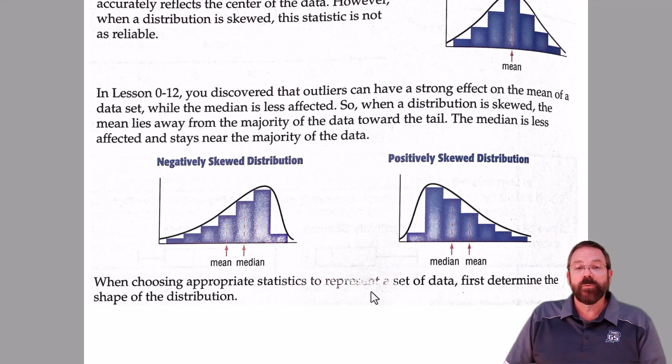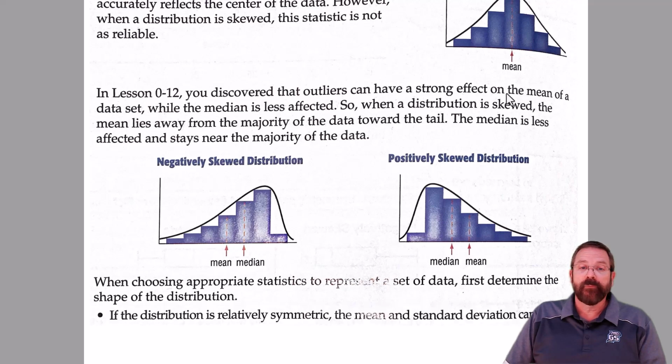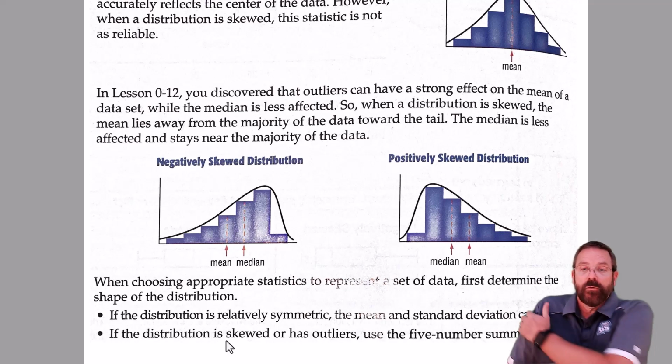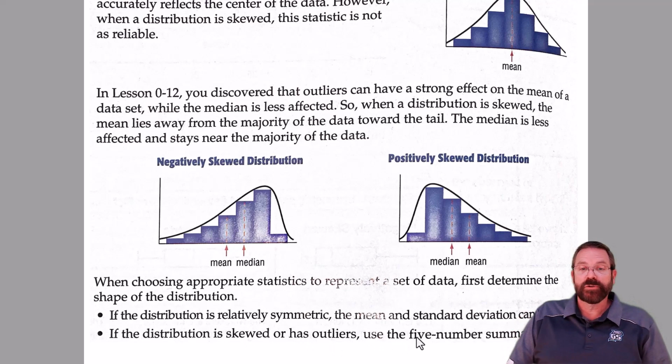When choosing appropriate statistics to represent a set of data, first you need to figure out the shape of the distribution. If it's symmetric, you're going to use the mean. If it is not symmetric, if it's skewed, then you're going to end up using the median. That says right there, to use a mean for the symmetric, and if it's skewed, we're not going to use a mean. In fact, they said what we're going to use is a 5-number summary. So what's a 5-number summary? Well, we're going to find out.